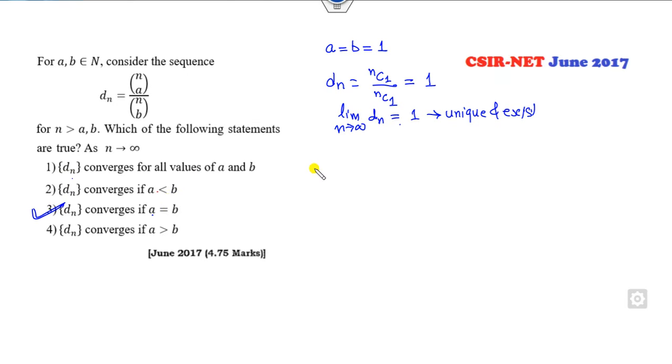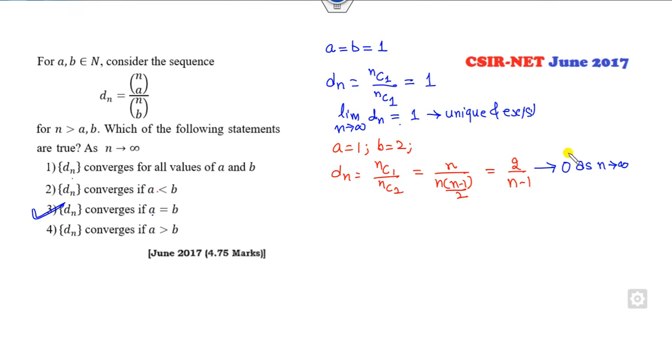Look at this one. A is less than B. If I choose A as 1 and B as 2, fine, then what is my d_n? nC1 over nC2. So it is n over n(n minus 1) over 2, so it is 2 over n minus 1. It goes to 0 as n approaches infinity, which is again unique and exists. So this is also convergent.